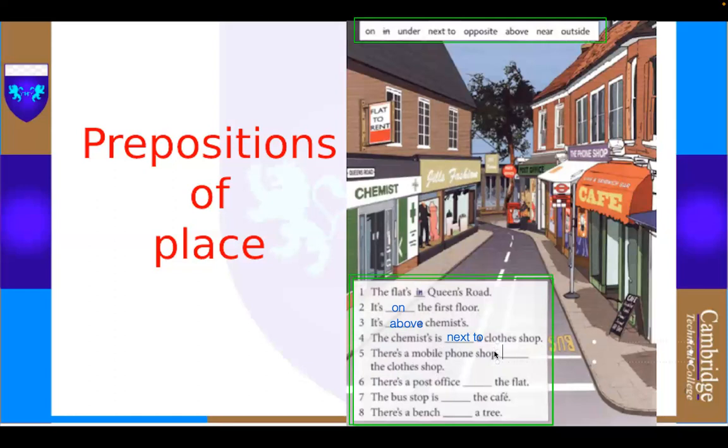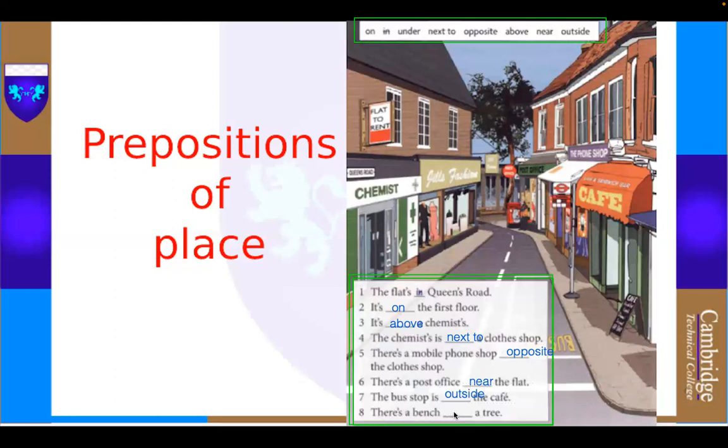What's the answer? There's a mobile shop. So this is the mobile shop, and this is the clothes shop. Opposite. Yes, opposite. Very good. Next one. There is a post office, the flat. Under? Why under? Near. Near means close, and under means below. Yes. The bus stop is the cafe. Outside. Outside the cafe, yes.